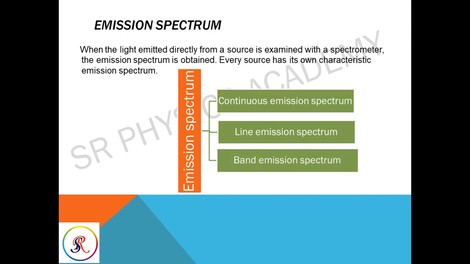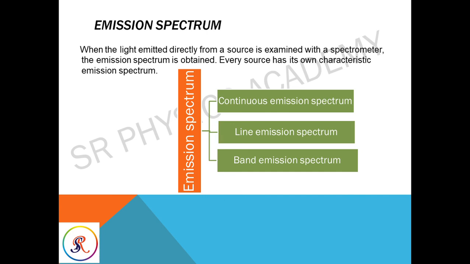Next is emission spectrum. Just now we learned about absorption, now the emission also. In this case, when white light is emitted directly from the source and viewed with the spectrometer, the emission spectrum is obtained. So we know that it is the spectrum produced by the emitted radiation. Whatever radiation is emitted, we call it the emission spectrum.